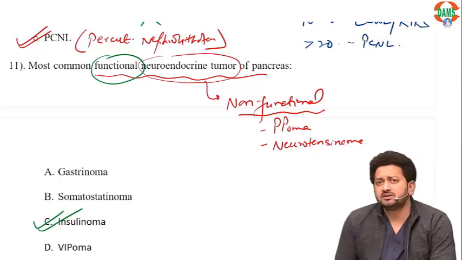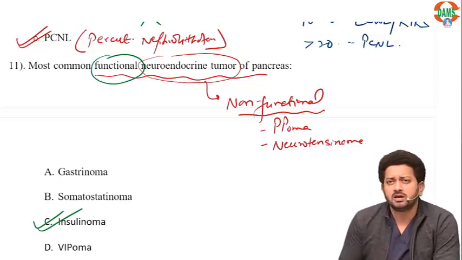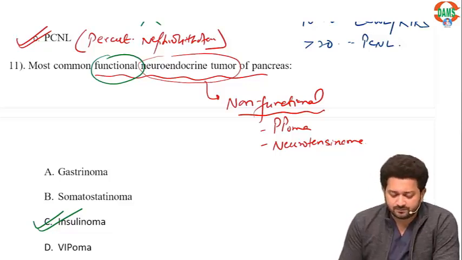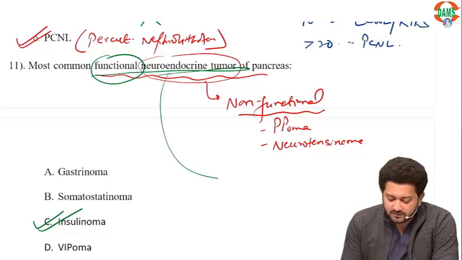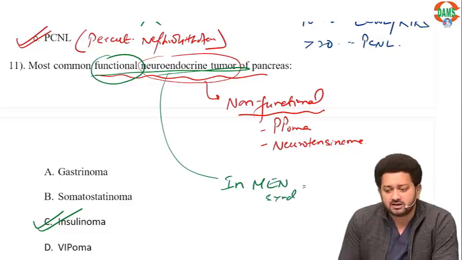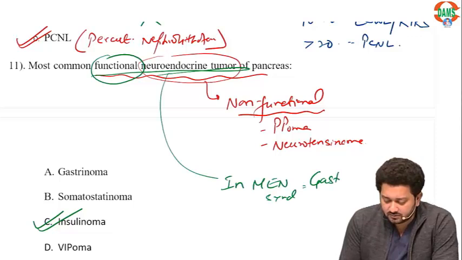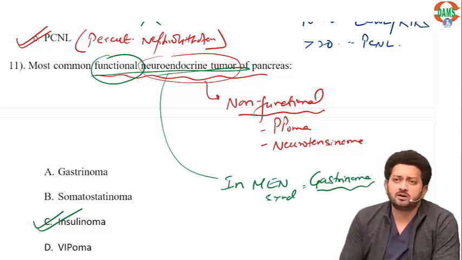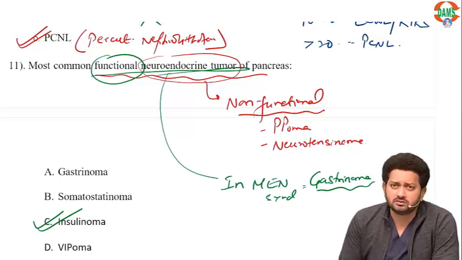Okay, all these are functional tumors because they are producing something which will cause some symptom in the patient, so that's why these are functional. The same thing if they ask most common functional neuroendocrine tumor in MEN syndrome. So in multiple endocrine neoplasia syndrome, the answer would have been gastrinoma. But because they are asking in general, the most common functional neuroendocrine tumor, it is insulinoma.